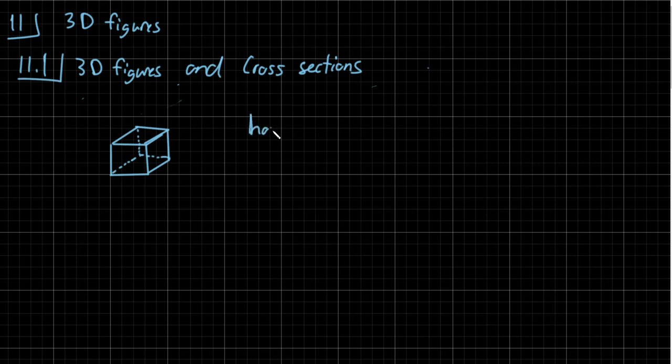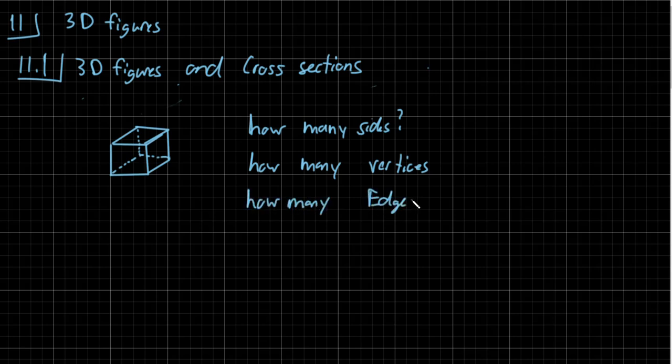So let's say how many sides? How many vertices? Let's do how many edges? So first one, how many sides? Carson said 6. Do we see all 6 sides of this cube? Yeah. Okay, vertices. Is that a new word for us?